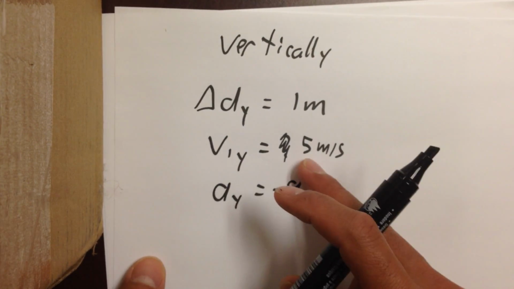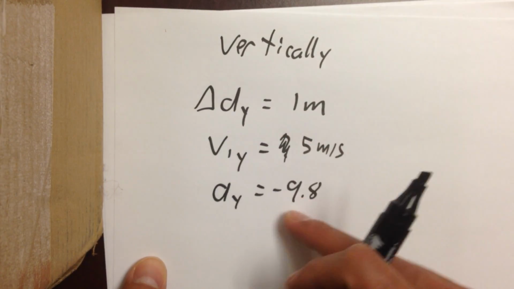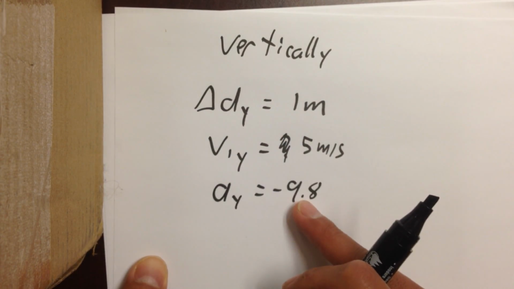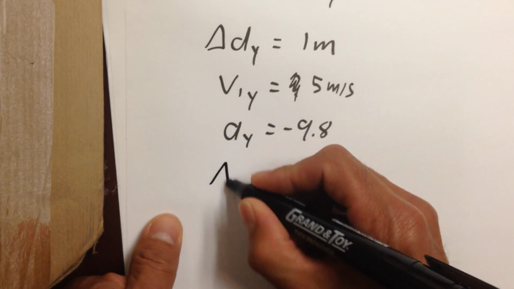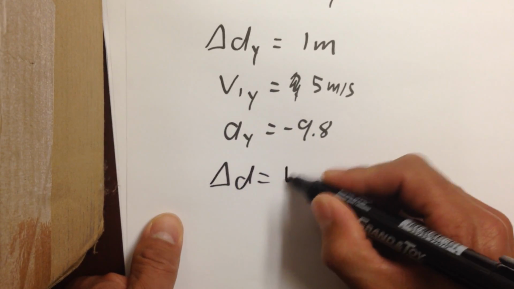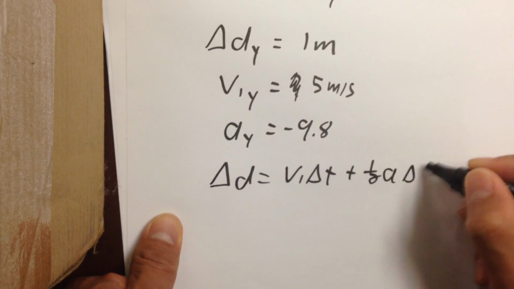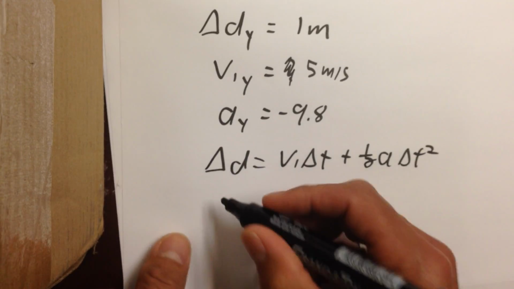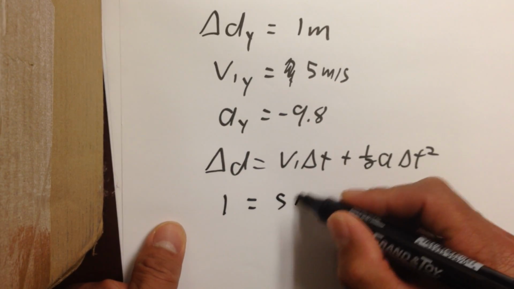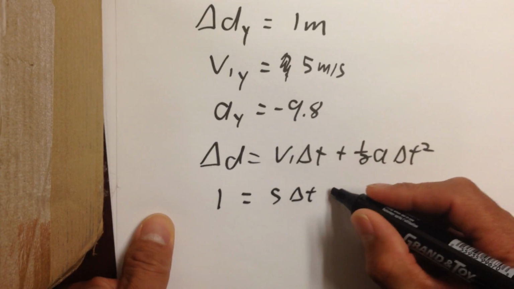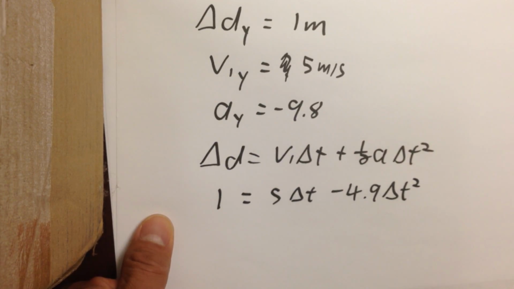So given that we're throwing the ball 5 meters per second upward, up a height of 1 meter, while it accelerates downward at 9.8 meters per second squared, displacement is initial velocity times time plus half acceleration times time squared. So 1 is equal to 5 delta t minus 4.9 delta t squared.